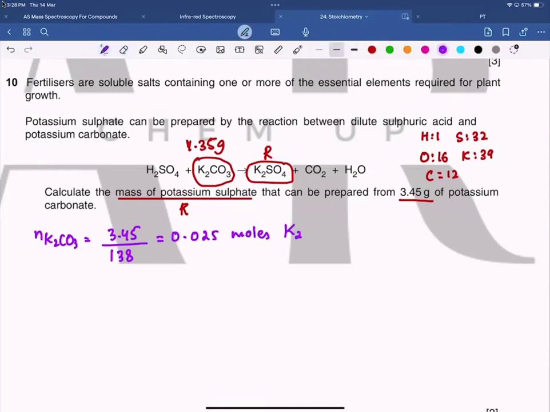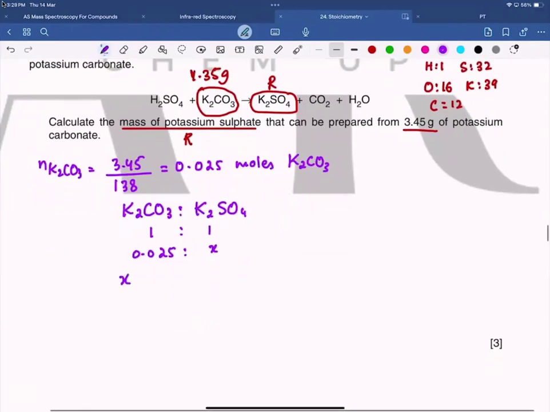potassium carbonate. Now we will take the ratio of K2CO3, potassium carbonate, with potassium sulfate, K2SO4. So it's 1:1. It means if the moles are 0.025, then in this case also the moles would be X, and if you calculate the value of X, it is going to be 0.025, right? Because the number of moles of both would be the same.